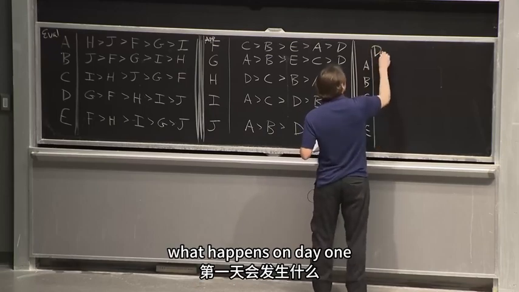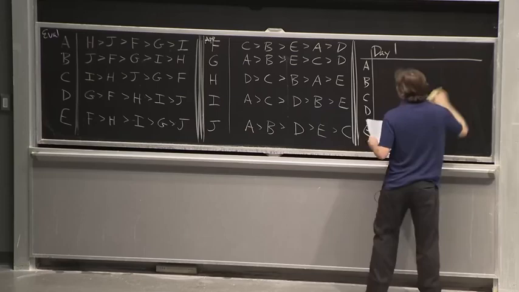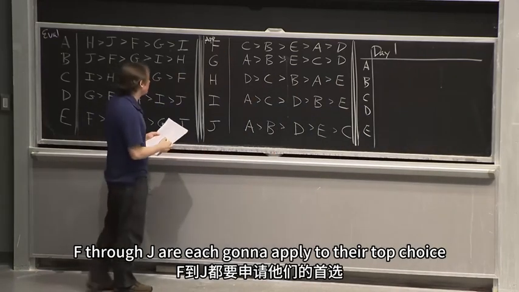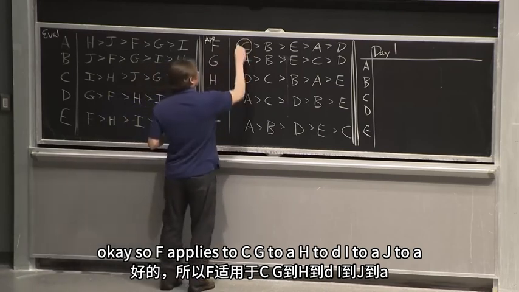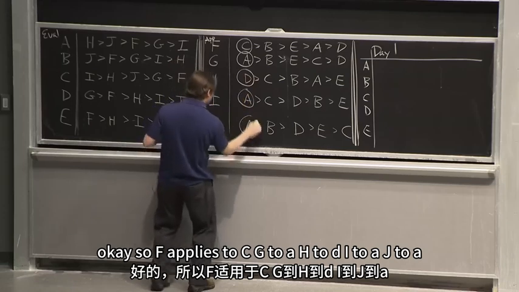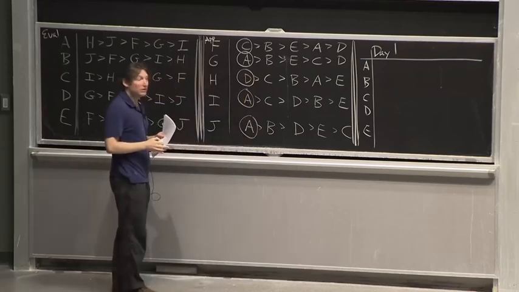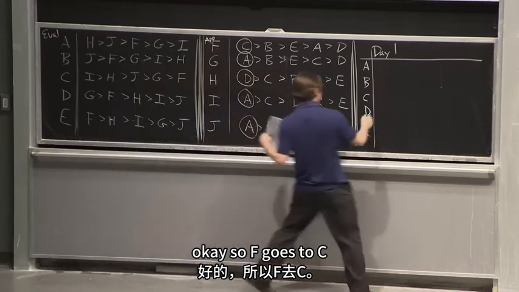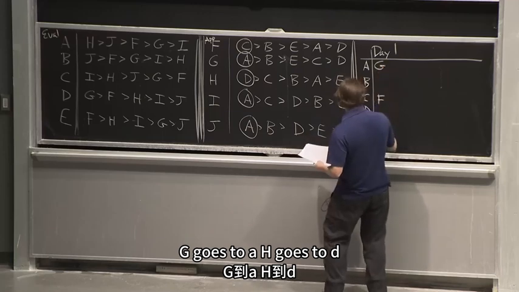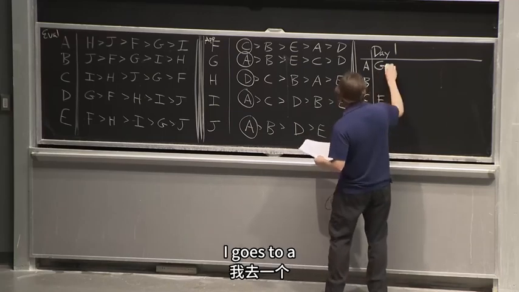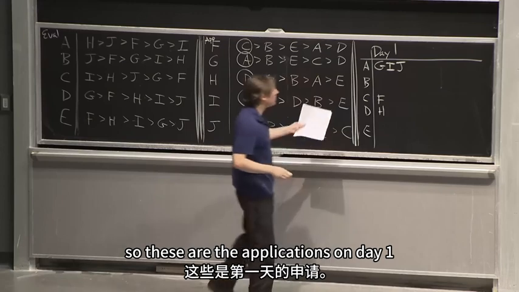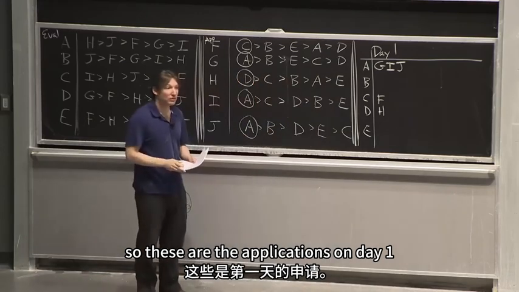What happens on day 1? F through J are each going to apply to their top choice. Okay, so F applies to C, G to A, H to D, I to A, J to A. So F goes to C, G goes to A, H goes to D, I goes to A, and J goes to A. So these are the applications on day 1.